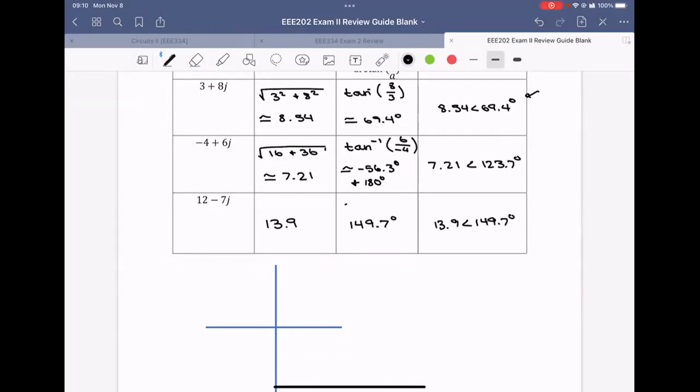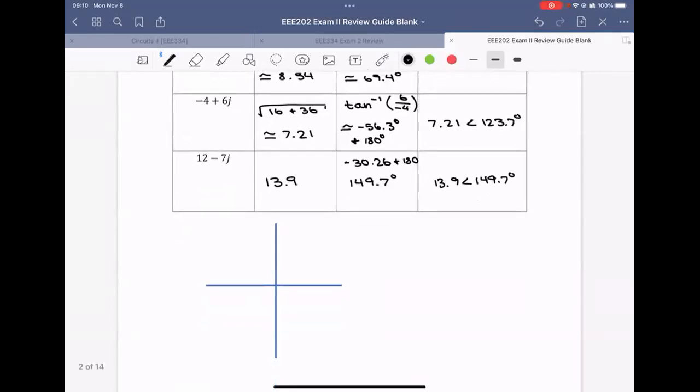Here though, you're actually going to get negative 30.26, and I added 180. And I'm going through these really quick because this is just a really basic review of it. I'd rather spend more time on the circuits.